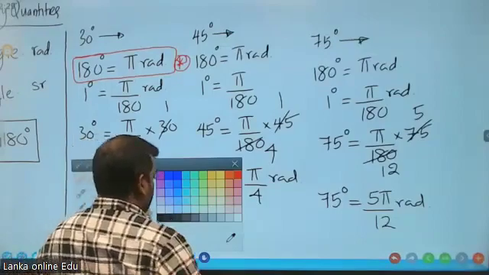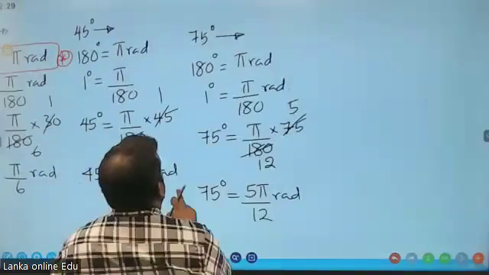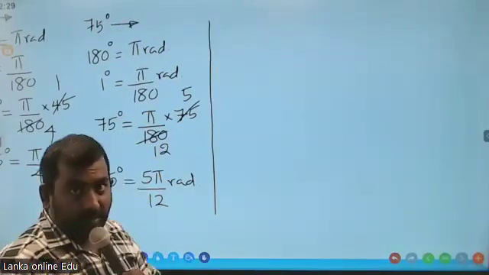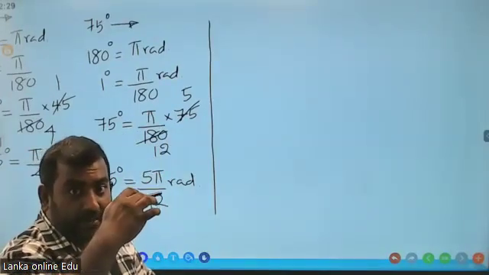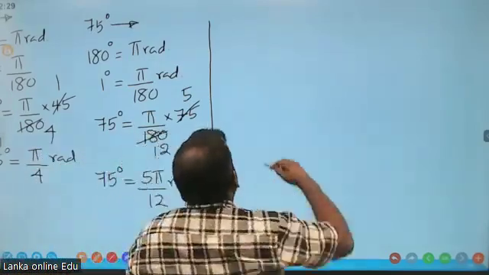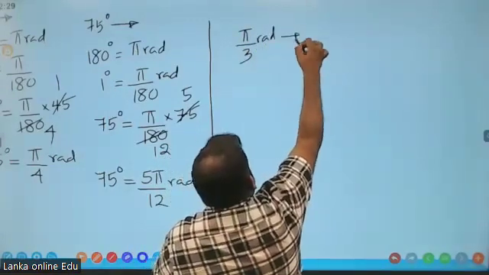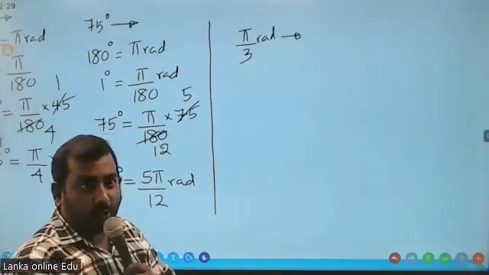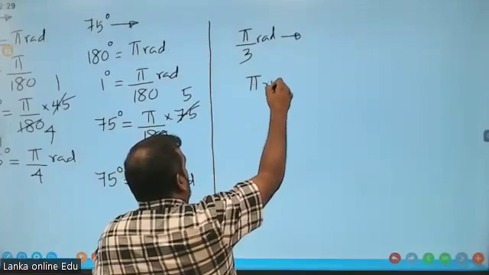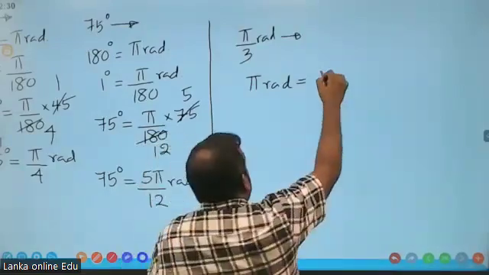Now look at this. Degrees to radians is done. Now radians to degrees. Let's say we need to convert pi over 3 radians to degrees. We don't know how to find it. How are you going to find it? I'll go back to the basic rule. Pi radian equals 180 degrees.